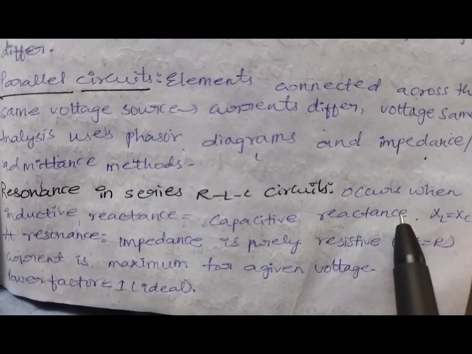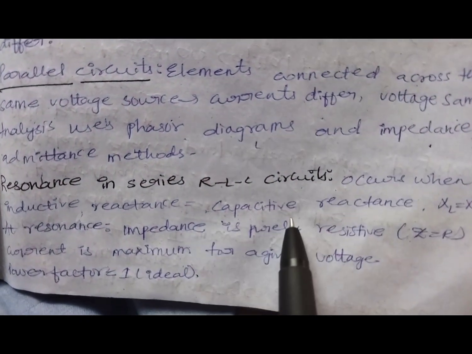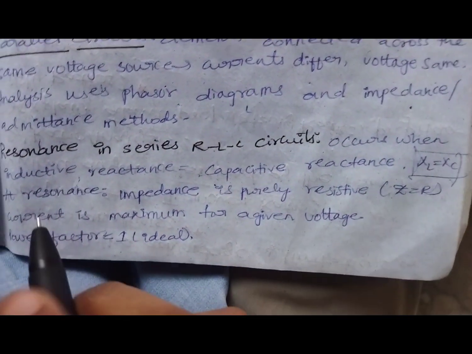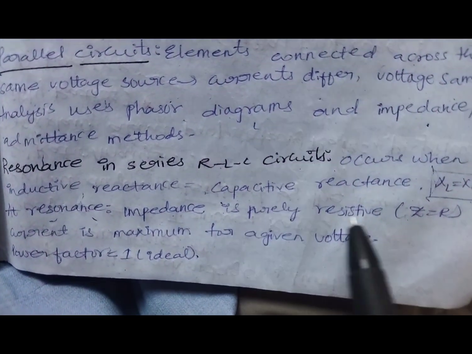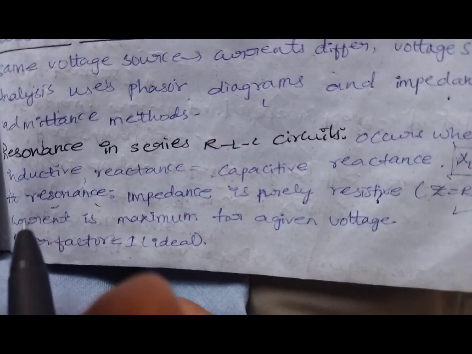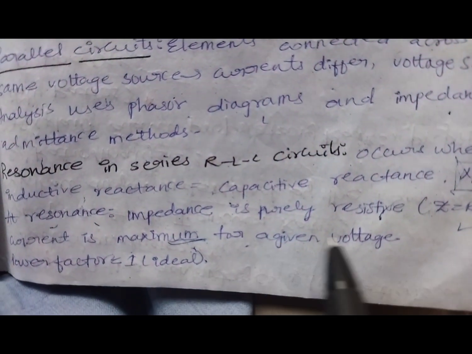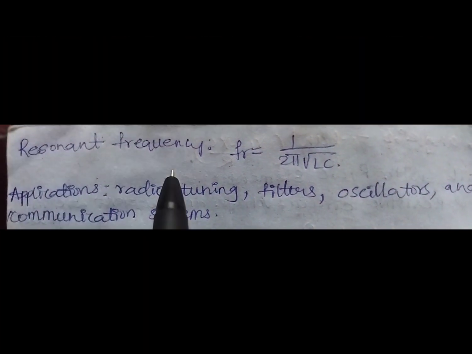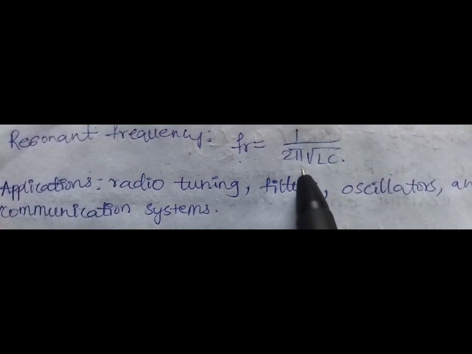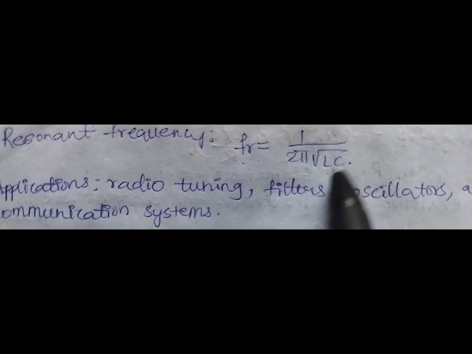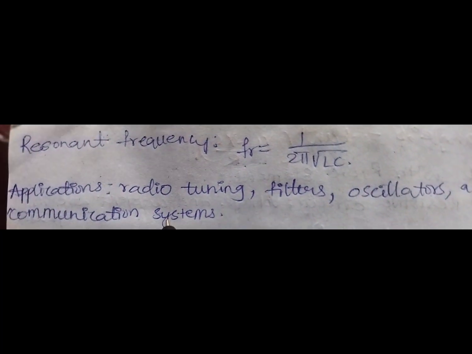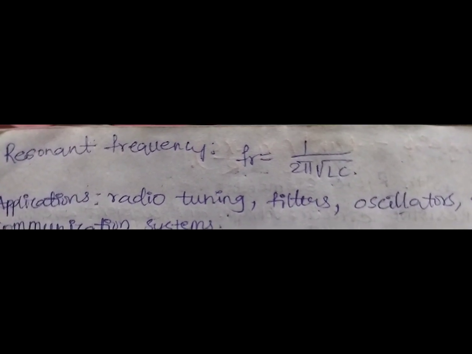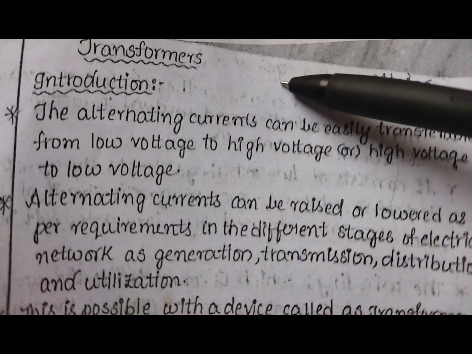Resonance in a series RLC circuit occurs when inductive reactance equals capacitive reactance. Both terms are equal, and at resonance impedance is purely resistive: Z equals R. Current is maximum for a given voltage, and power factor equals 1, the ideal stage. Resonant frequency fR equals 1 by 2 pi root LC, where L is inductance and C is capacitance. It is used in radio tuning, filters, oscillators and communication systems. Now we are going to discuss the transformer concept.